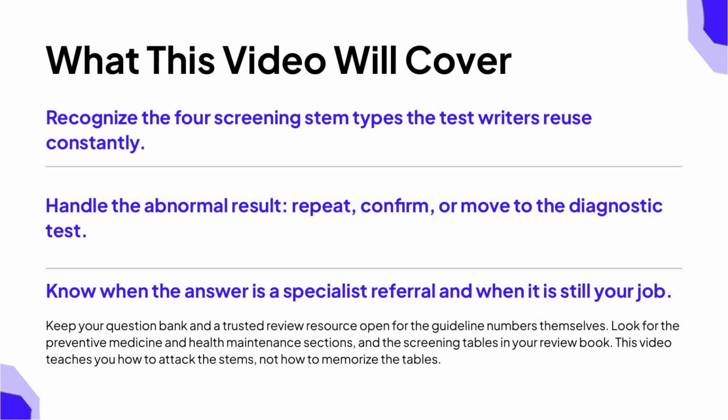Second, we will handle the abnormal result, deciding whether you repeat, confirm, or move straight to the diagnostic test. Third, we will work through coordinating a diagnostic workup without scattering tests everywhere. And fourth, we will figure out when the answer is a specialist referral and when the work is still yours. Along the way, we will walk through 3 practice questions together and explain exactly why every single answer choice is right or wrong.